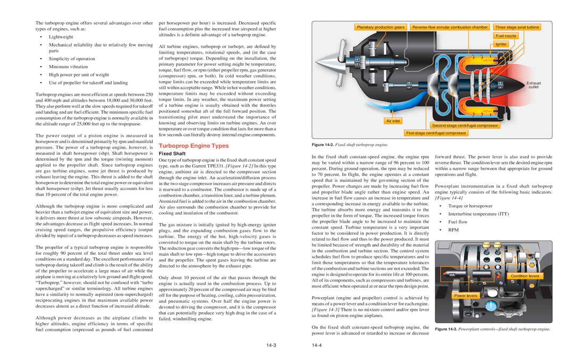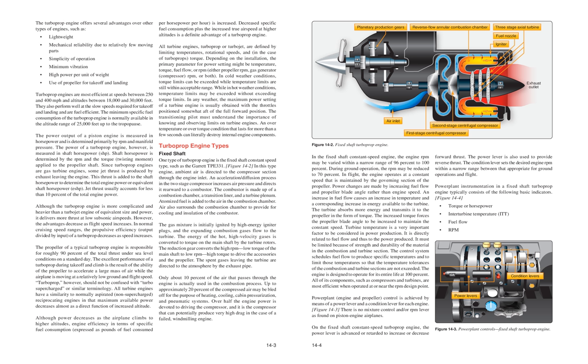The reduction gear converts the high RPM, low torque of the main shaft to low RPM, high torque to drive the accessories and the propeller. The spent gases leaving the turbine are directed to the atmosphere by the exhaust pipe. Only about 10% of the air that passes through the engine is actually used in the combustion process.